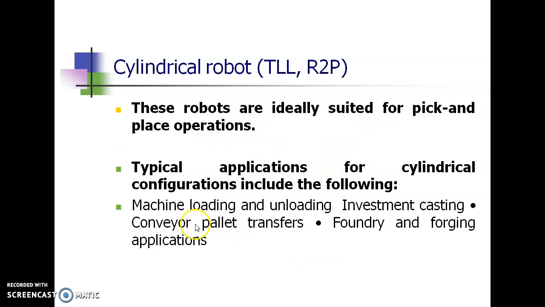And the applications: cylindrical robots are ideally suited for pick and place operations. These are the various applications like machine loading and unloading, investment casting, conveyor pallet transfers, foundry and forging applications. In all these applications we are using the cylindrical robot.